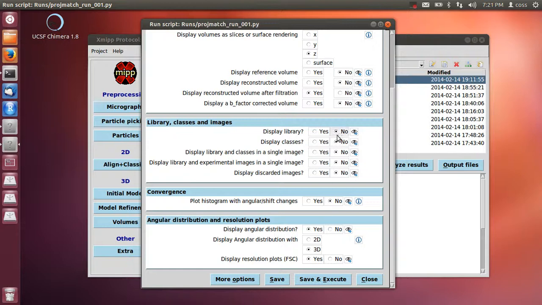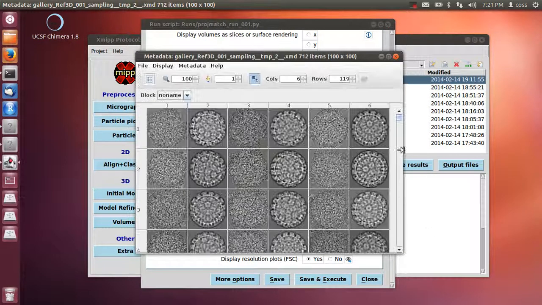You may also look at this plot here. For every image, it shows the direction that it has been assigned to. This experimental image has been assigned to here, this experimental image to here, and they are aligned. We don't see it very well here, but there are some small details. For instance, these small details here correspond to the same small details in the reference projection.